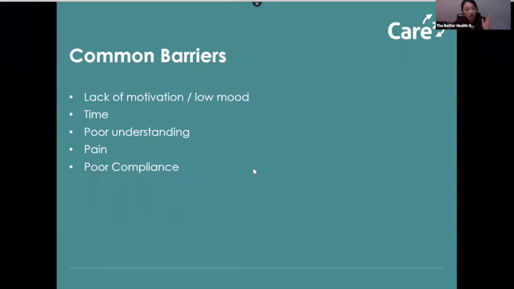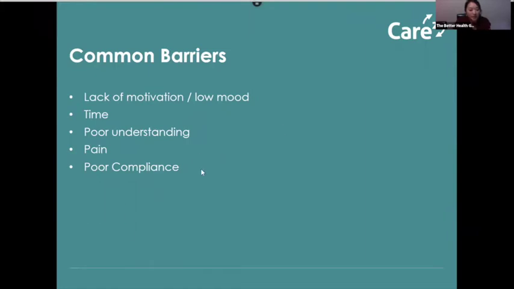And obviously, all the above pretty much leads to poor compliance. Another barrier is if people aren't complying with the exercise or the programs, then that's obviously going to be a huge barrier, and that can be due to all the above: pain, poor understanding, time, lack of motivation, and low mood. So the next thing we're going to look at is the factors for successful development and implementation of a physio program, keeping in mind these common barriers and how we can overcome them.